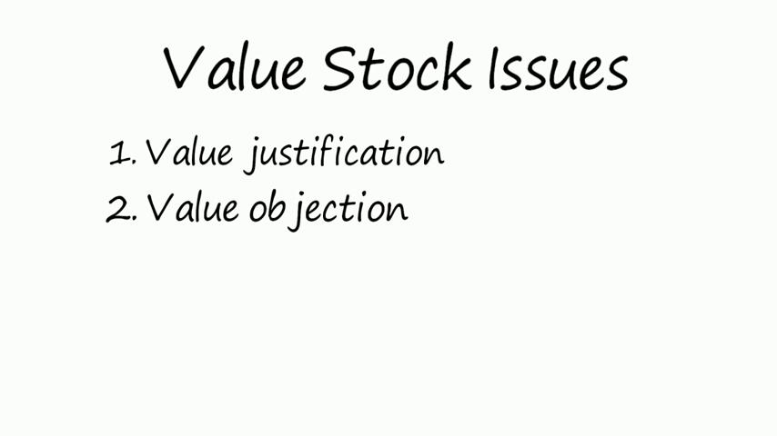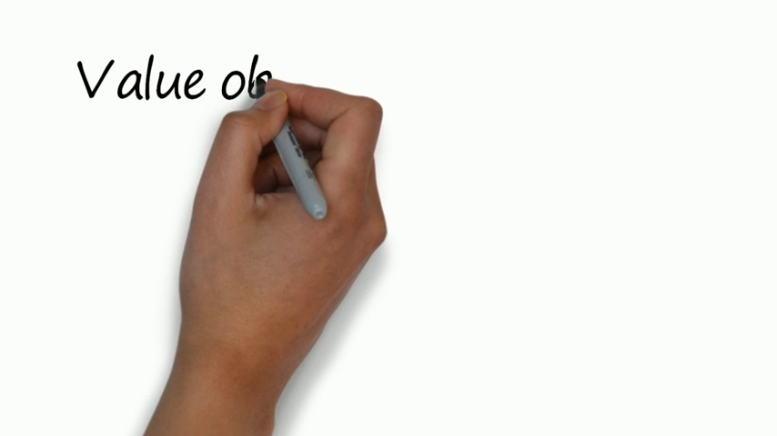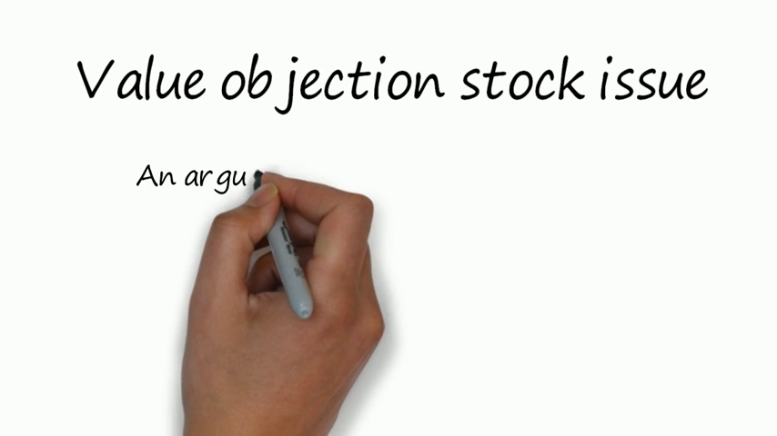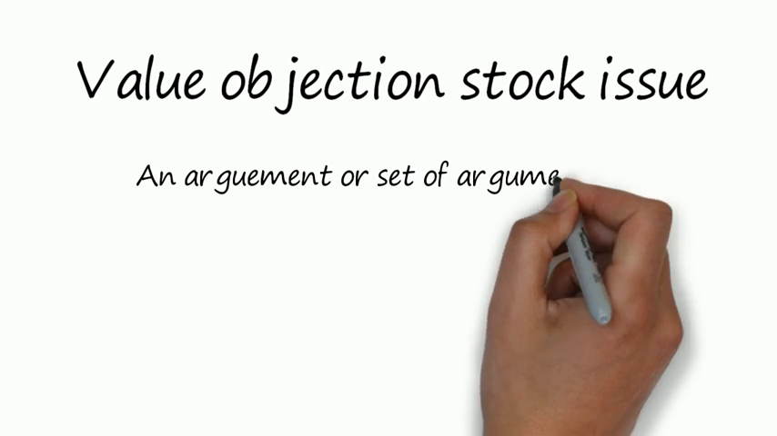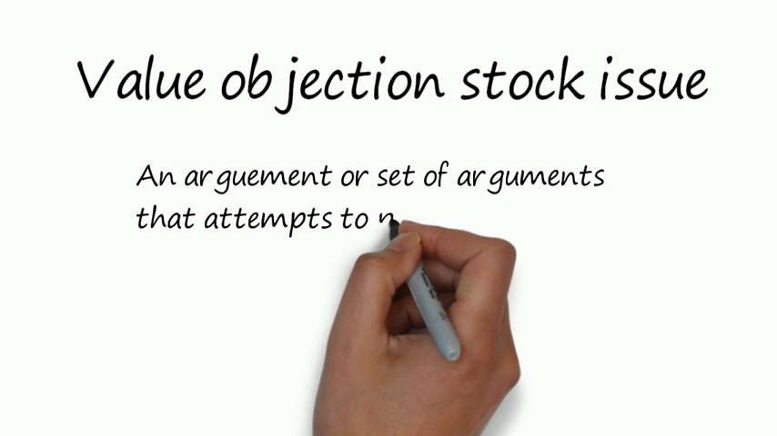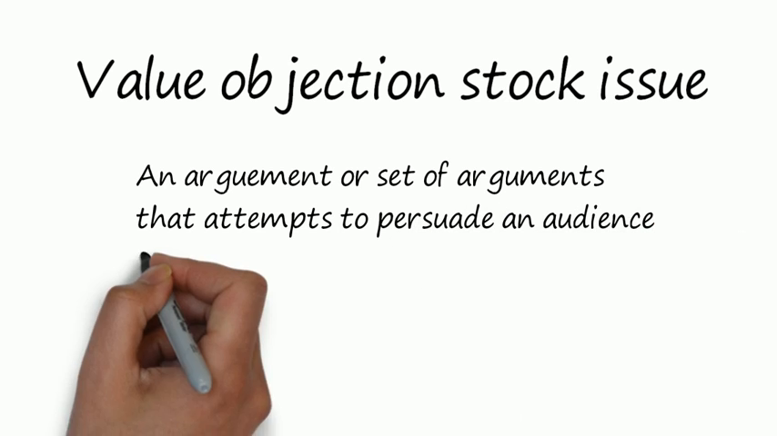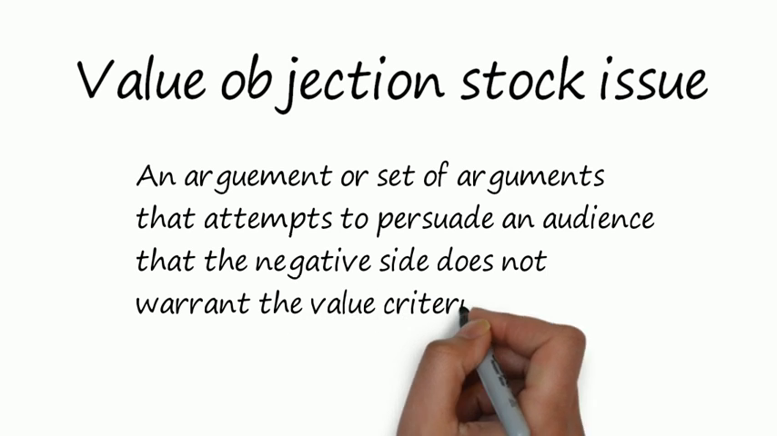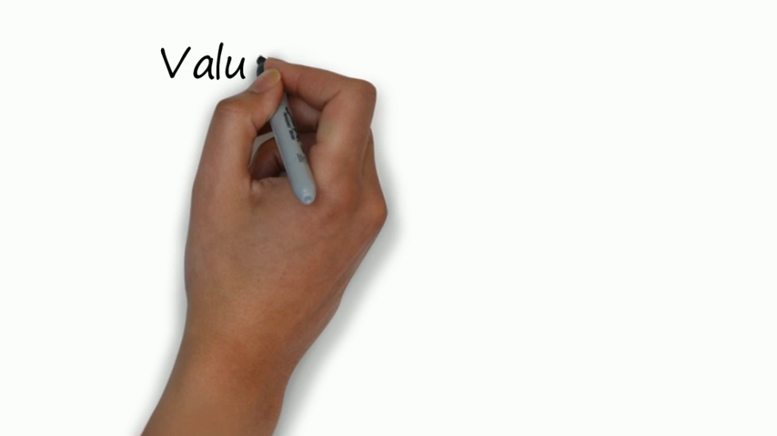The second stock issue in value debates is the value objection. This stock issue answers the question, in what ways does the negative side fail to meet the value? In this stock issue, the affirmative can debunk arguments that the negative might bring up against the affirmative, and show how the negative does not warrant the value criterion. Remember, you want to filter everything through whatever the value criterion is.